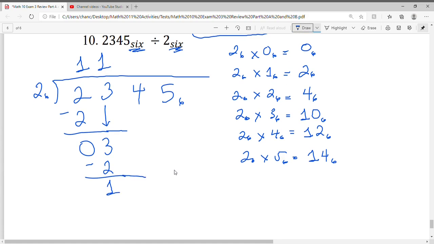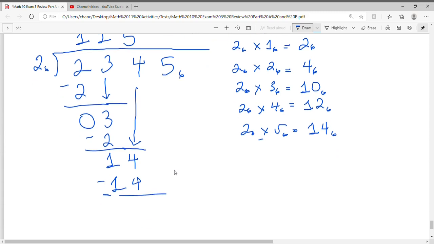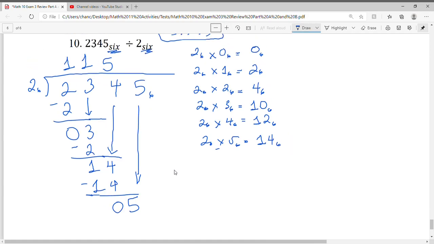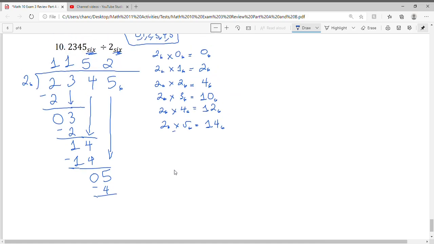What do we do next? We bring down that 4. And now what times 2 base 6 will give us close to 1 4 base 6? The closest I can get is a 5. So let's put a 5 up here. 2 times 5 in base 6 gives me 1 4 base 6. Let's subtract. I get a 0. We'll bring down the 5. And now we can repeat the process. 2 times what gives me close to 5? That's 2. 2 times 2 is 4 in base 6. Let's subtract. I get a 1. Now that's our remainder, this one down here. So let's write our answer. Our answer is 1, 1, 5, 2, base 6 with a remainder of 1 base 6.